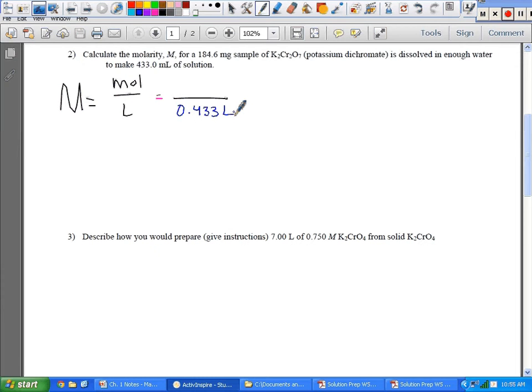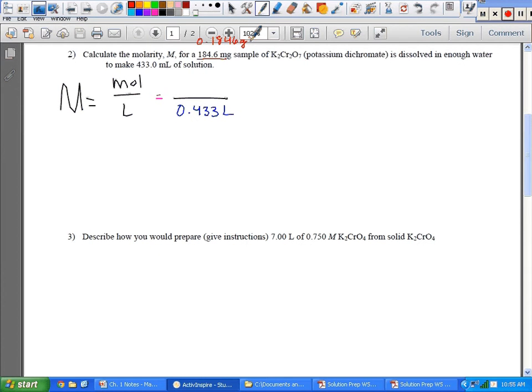We've already established that milligrams is aggravating. So how many grams would that be? What would we have to do to the decimal? Move it how many places which way? 3 to the left. So I've got 0.1846 grams of potassium dichromate.